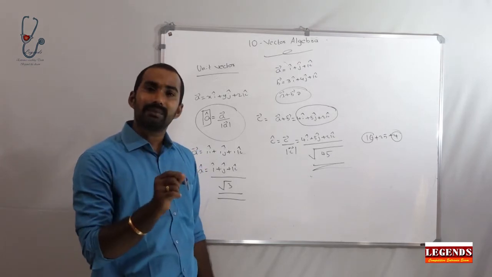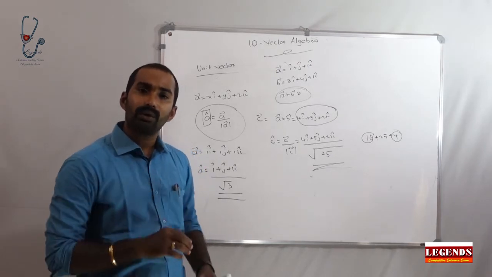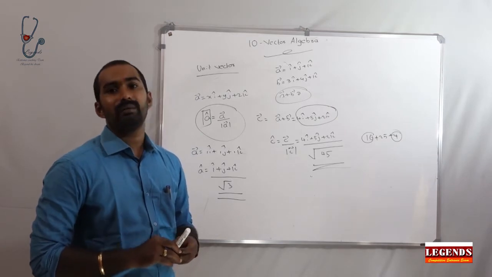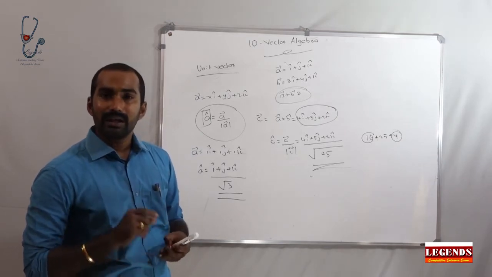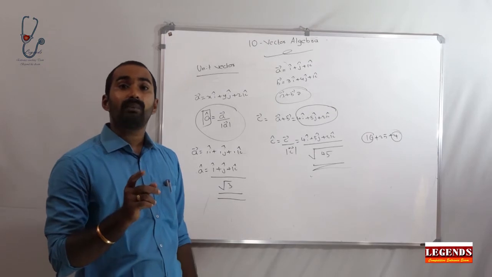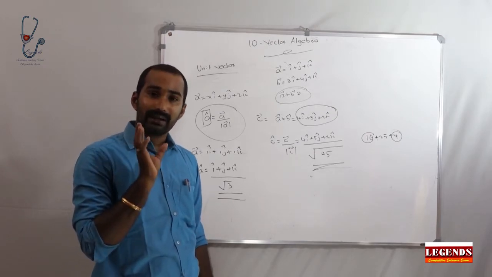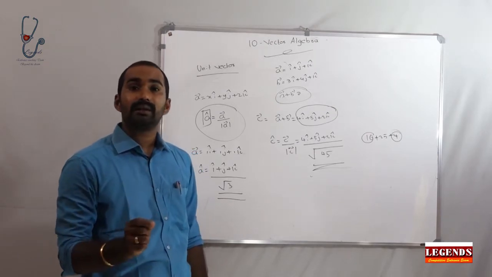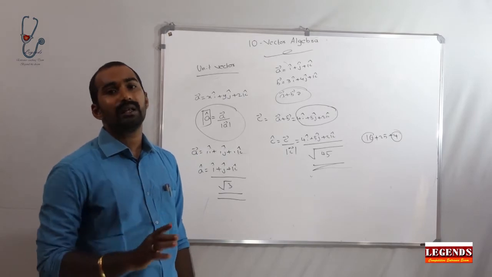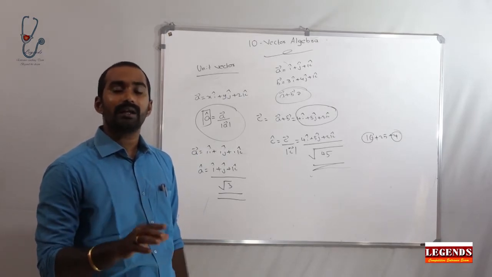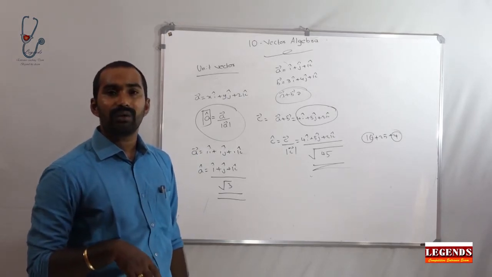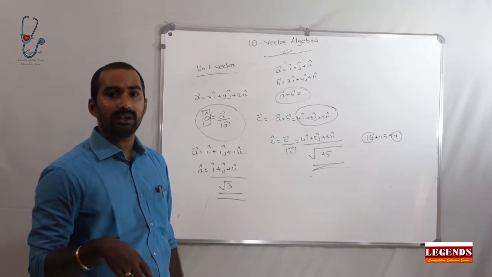The distance between the initial point and the terminal point is called the magnitude of any vector. The magnitude is always a positive number. The distance cannot be negative. Therefore, the magnitude of any vector is always a positive number.